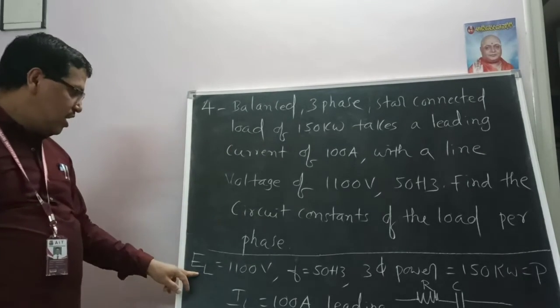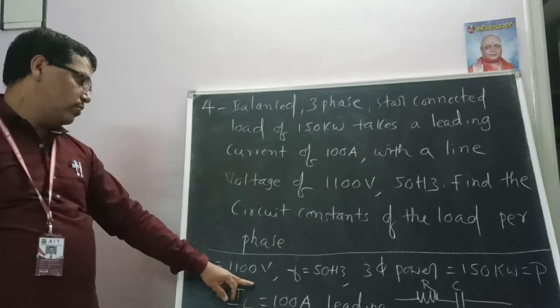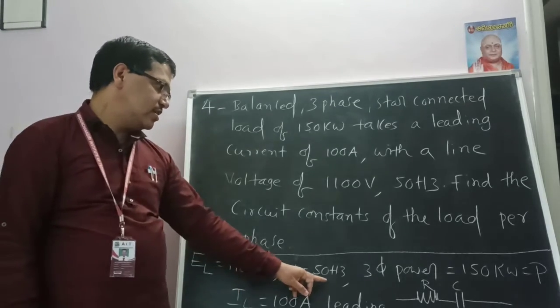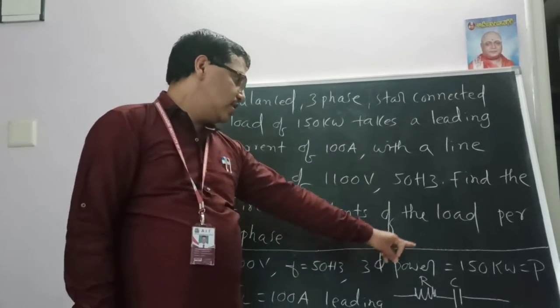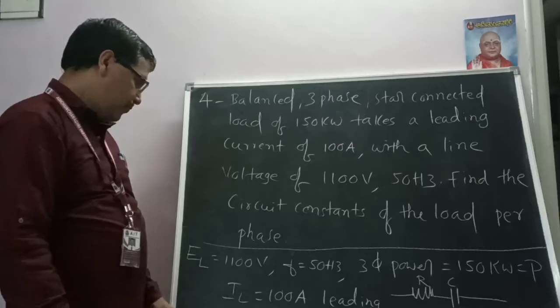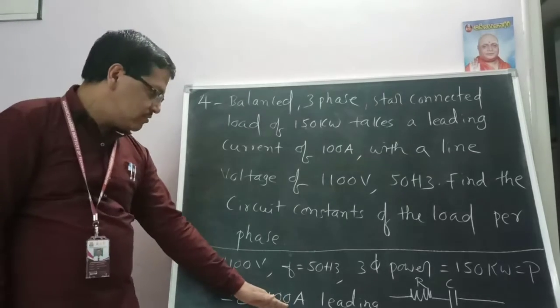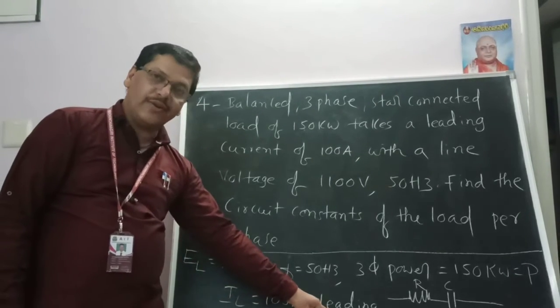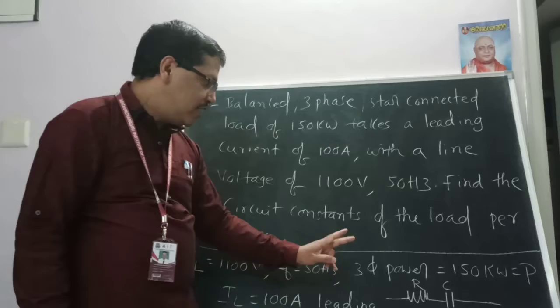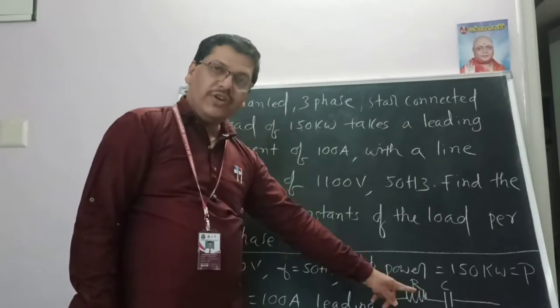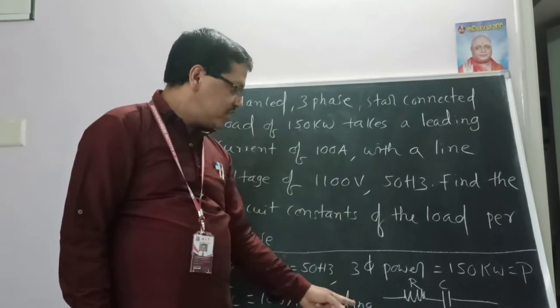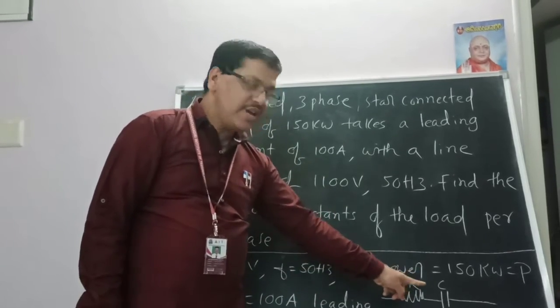Here, given EL is equal to 1100 volts, frequency 50 hertz, and power is given, that is 150 kilowatts. IL is equal to 100 amps, and the condition given is leading. For the leading case, it is an RC circuit. We need to calculate the circuit constants as R and followed by C.